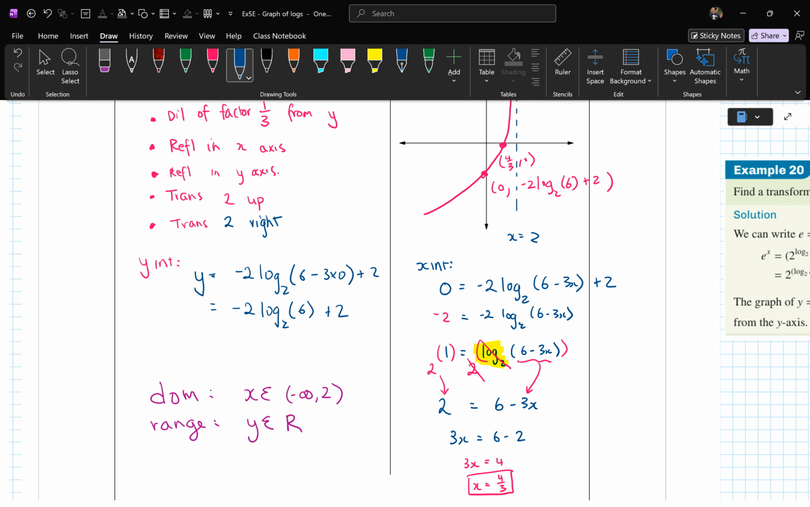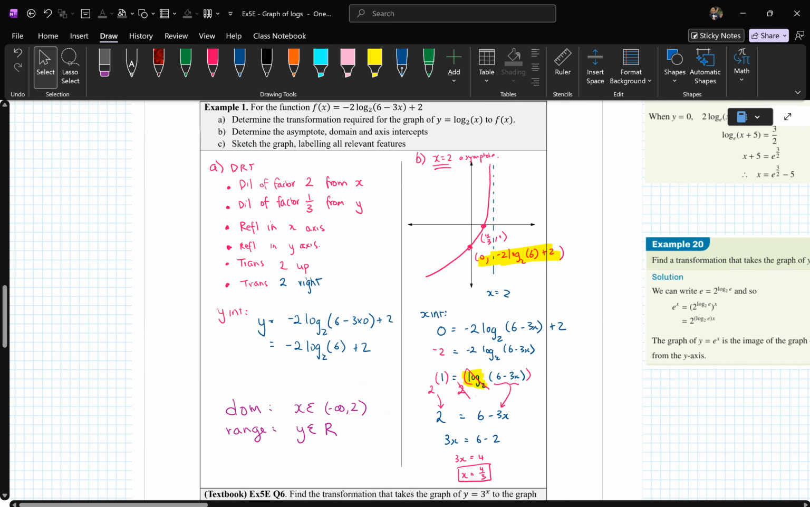And there's really not much else you can do there. I mean, because this is really saying 2 to the power of what gives you 6. Well, we don't know that. So therefore, you can leave your answer as your y-intercept is negative 2 log 2 of 6 plus 2, which I've labeled over here. Okay. And that's pretty much what you see there.